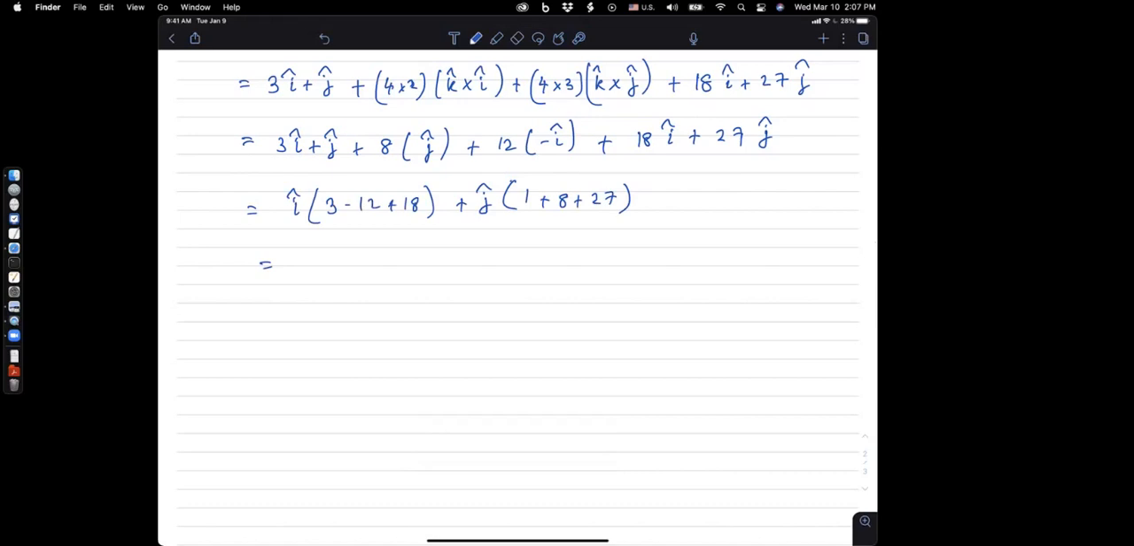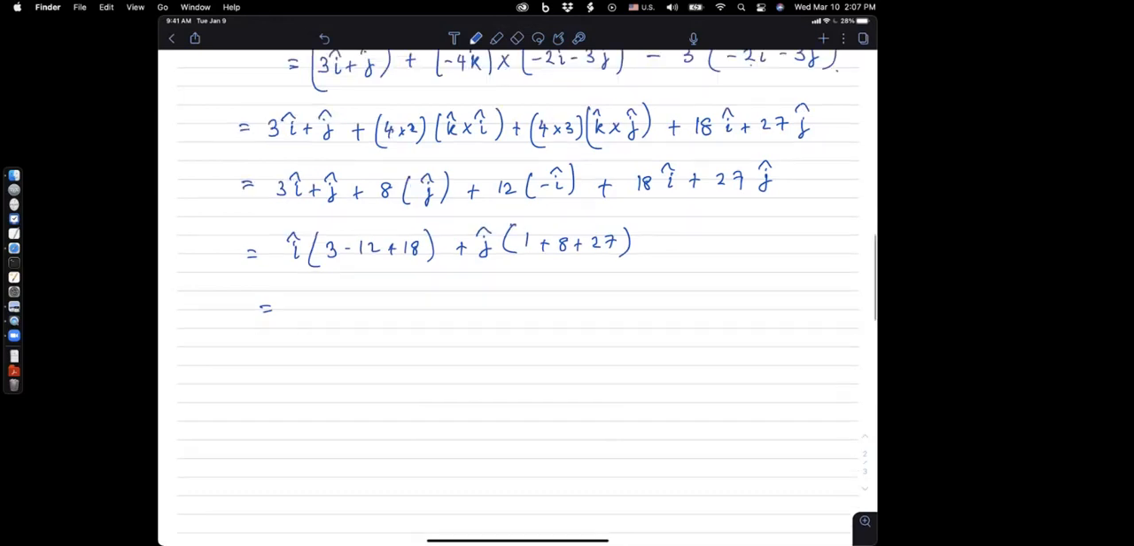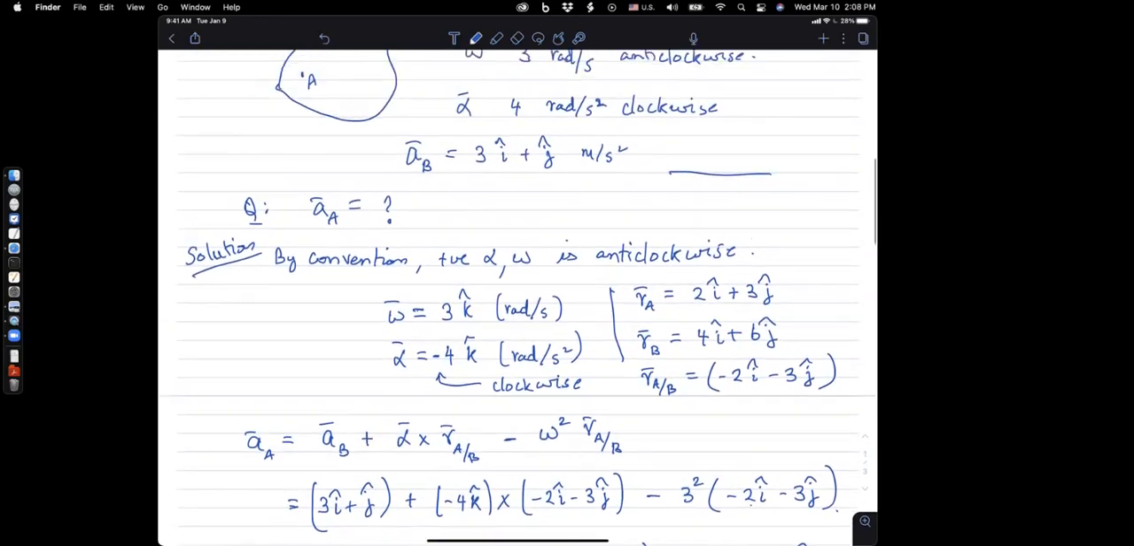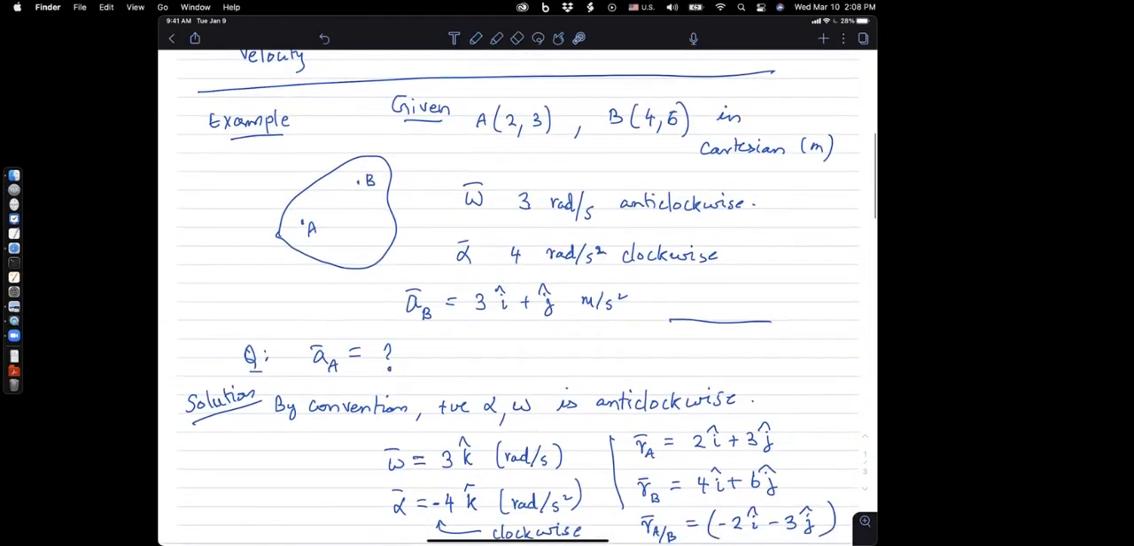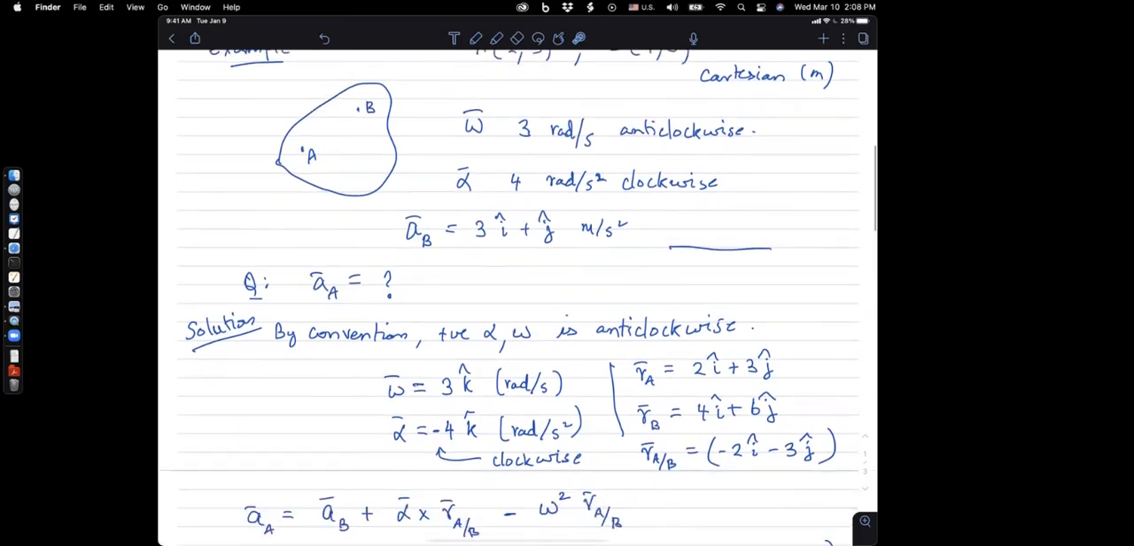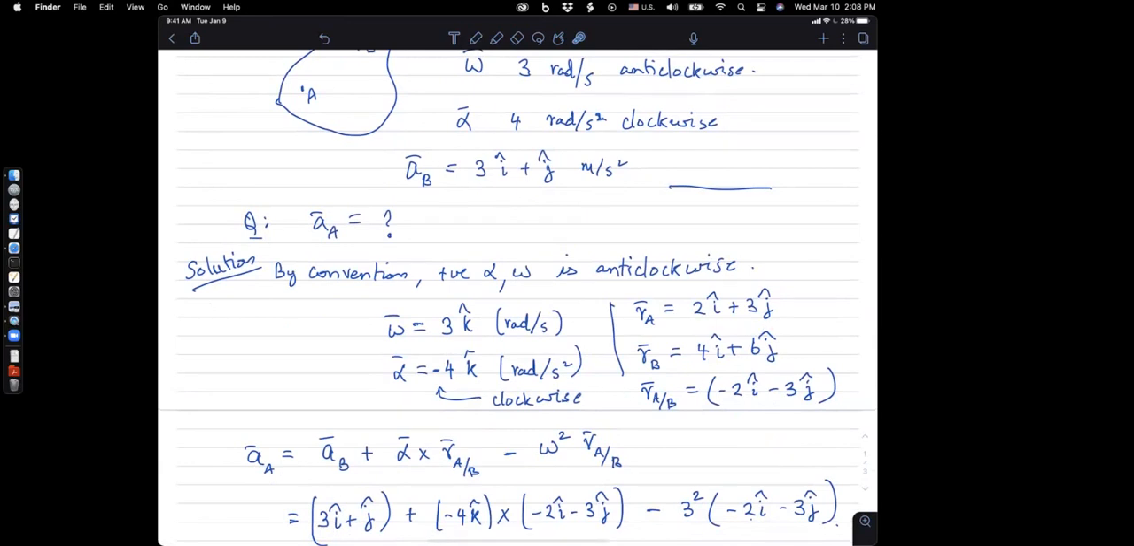Okay, looks like there's a couple of questions on the chat window. Ryan asked, was RA and RB given? Yes, RA and RB are given here. They're given as coordinates, and we just converted them into vectors here.